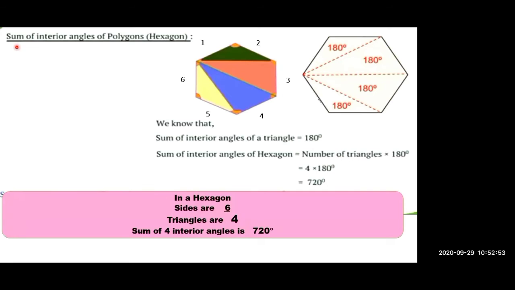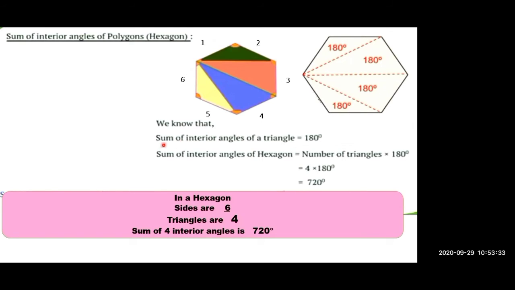Our next polygon is heptagon. Hexagon. Sum of interior angles of hexagon. So what is the sum of interior angles of a hexagon? We need to know how many triangles are formed in hexagon. So n minus 2, that is number of sides minus 2. Number of sides in hexagon is 6. So 6 minus 2 equals 4. 1, 2, 3 and 4. Okay. So number of triangles in hexagon is 4.